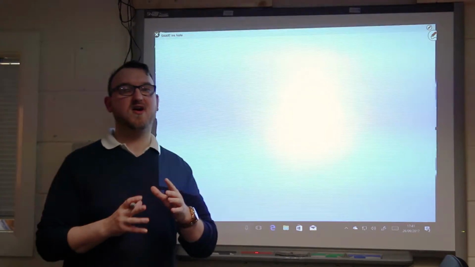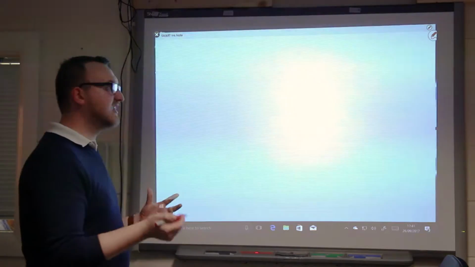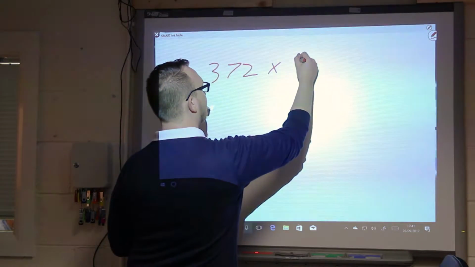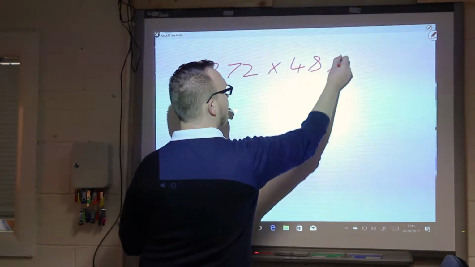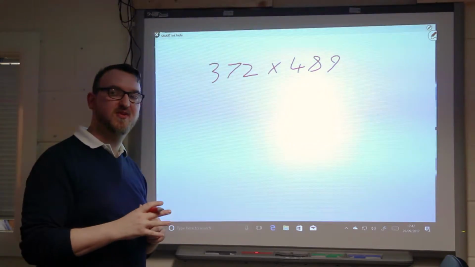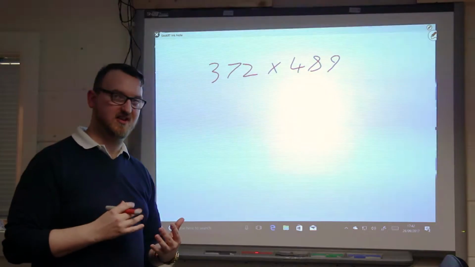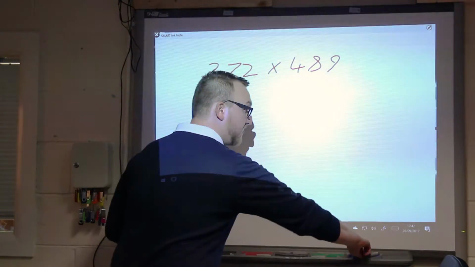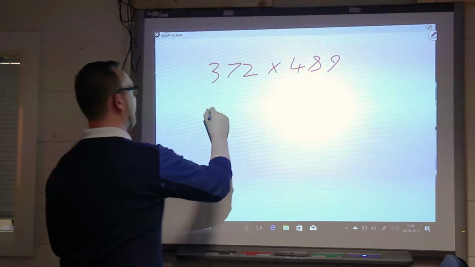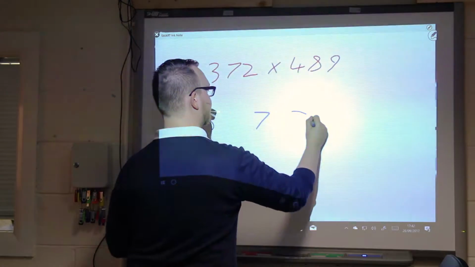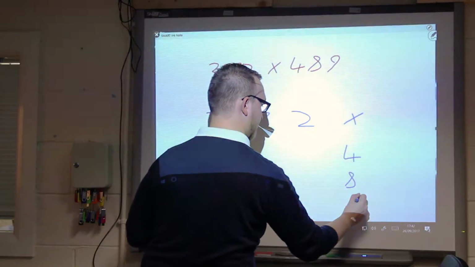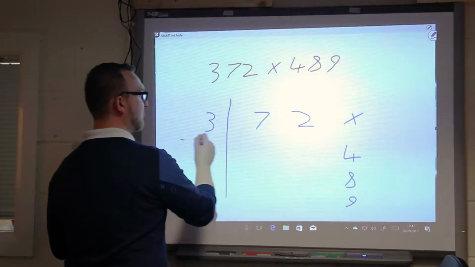So what I want to do is prove how effective it is by using a bigger number. So let's try 372 times 489. So these are bigger than the numbers that we work with in that traditional grid method, but I'm hoping that things will move a little bit faster here. So what we do is we start off by just writing out that sum again, but we go off at a joint angle. So we go 372 times 489. Let's construct that grid around this.